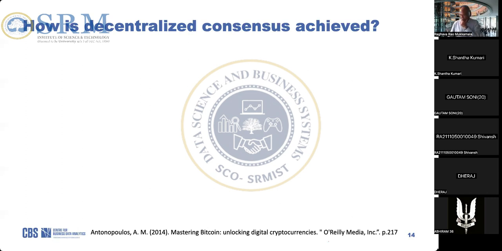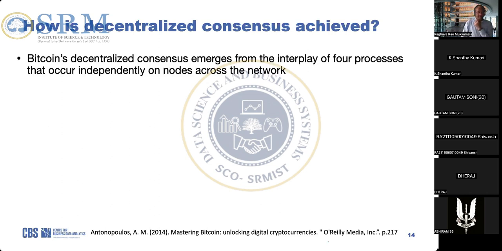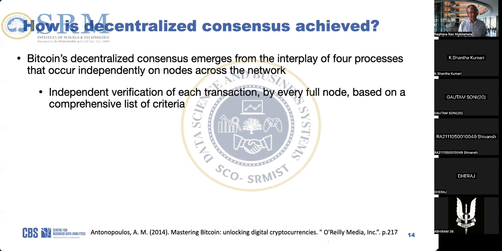So let's look into how the decentralized consensus is achieved, right? Bitcoin's decentralized consensus emerges from the interplay between four processes that occur independently on nodes across the network. So all the nodes that participate in the mining follow these different processes, and the consensus is emerged or achieved from the interplay of these processes. Let's look into them one by one.